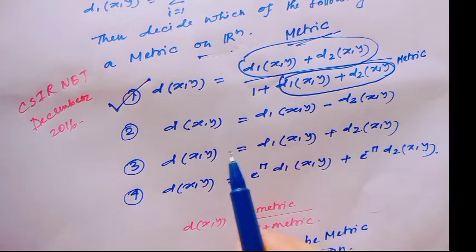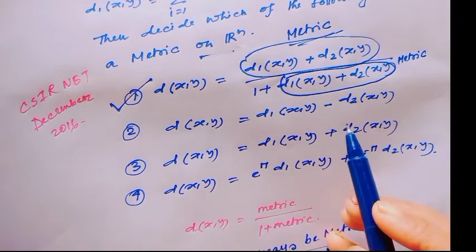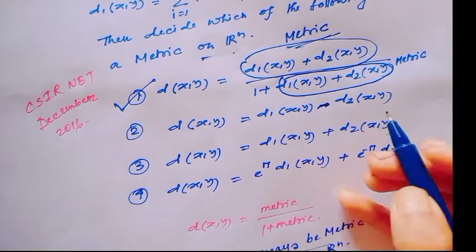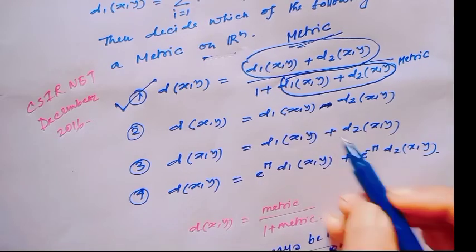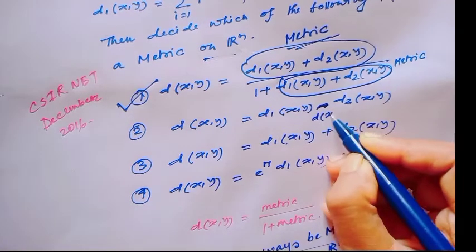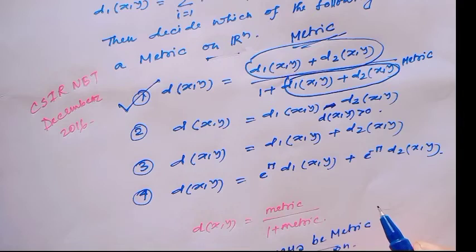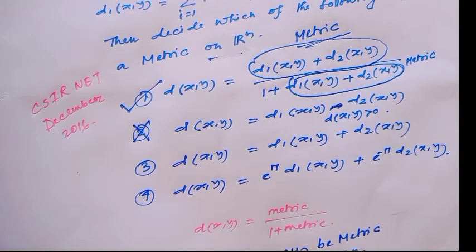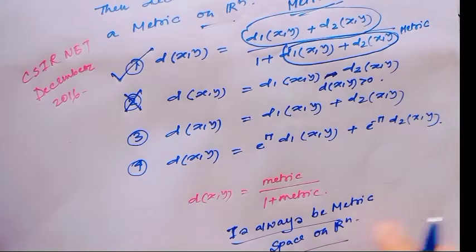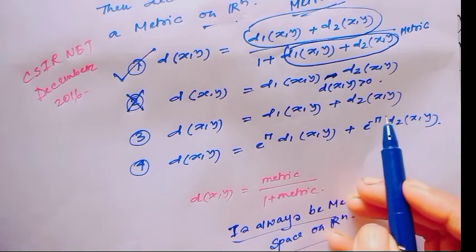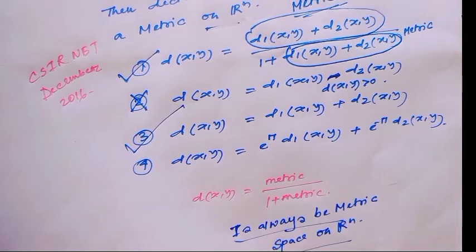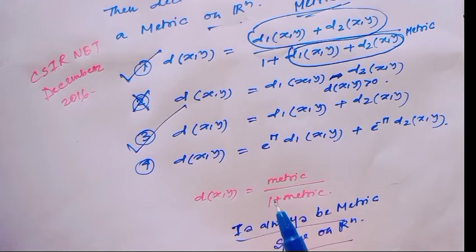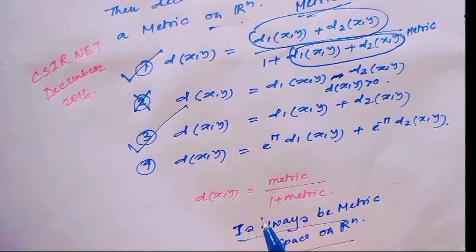And the second option indicates d of xy equal to d1 xy minus d2 xy. Here there is a minus. This minus will break the condition d of xy greater than or equal to 0. That means this is not a metric on Rn. And the third option, obviously a true option, d of xy equal to d1 xy plus d2 xy is always a metric on Rn.